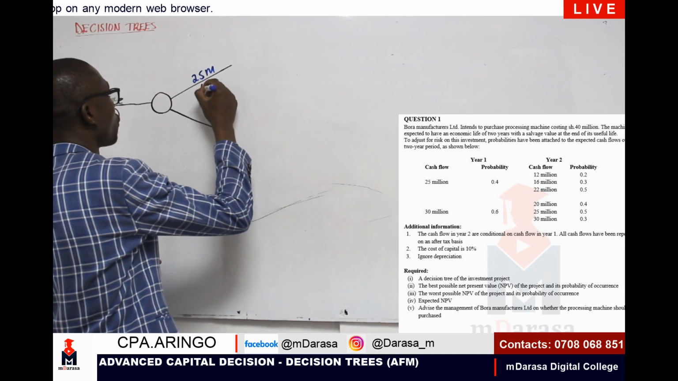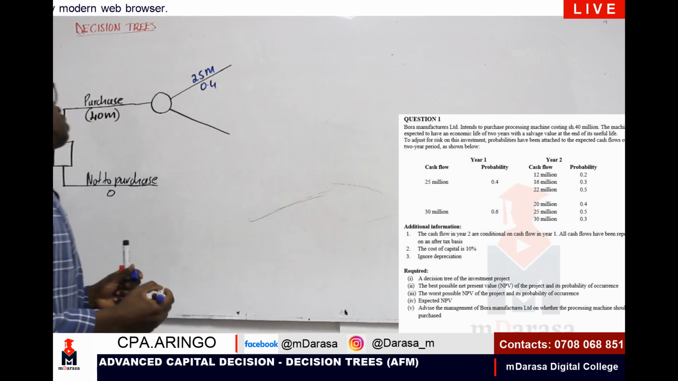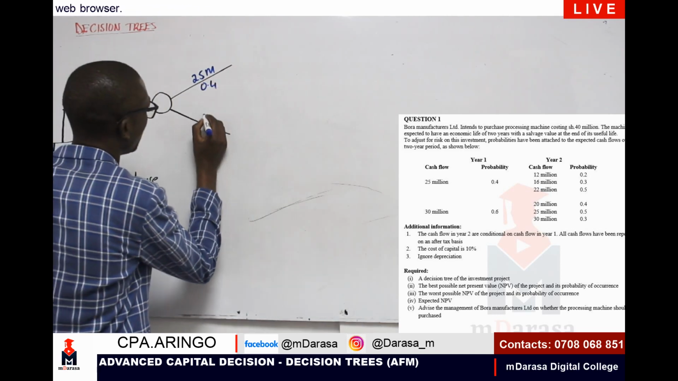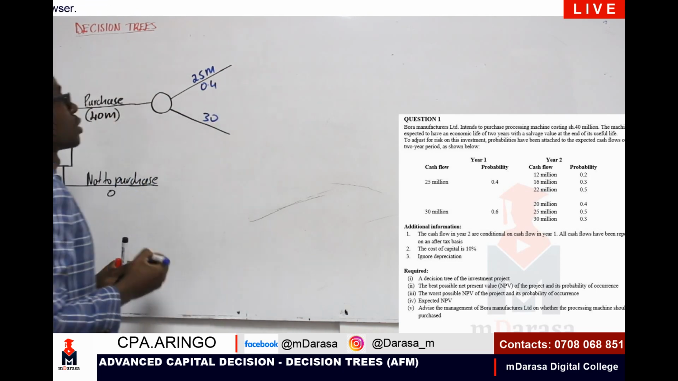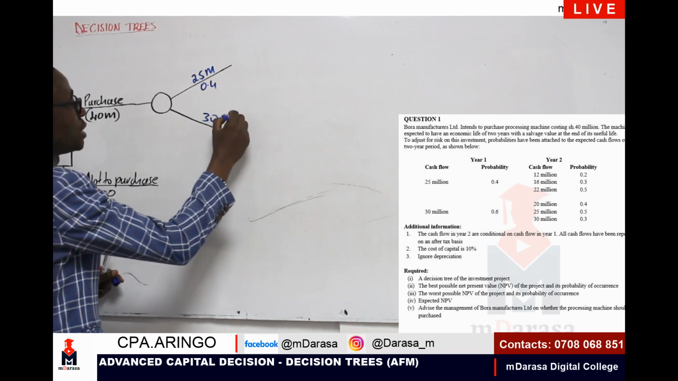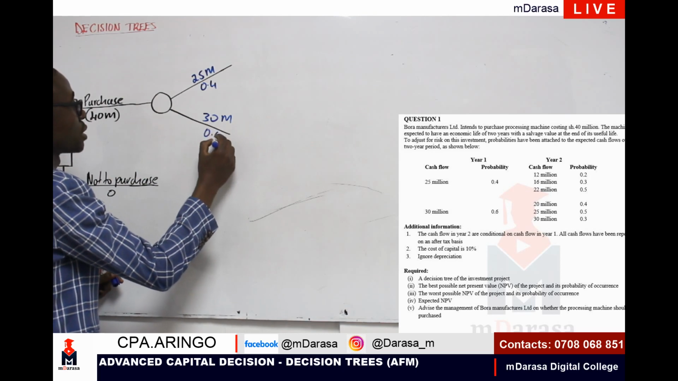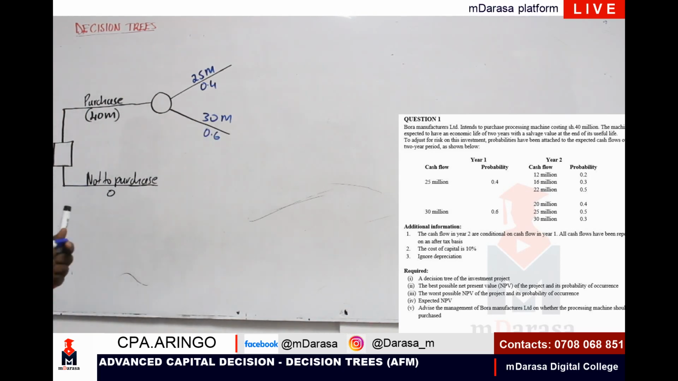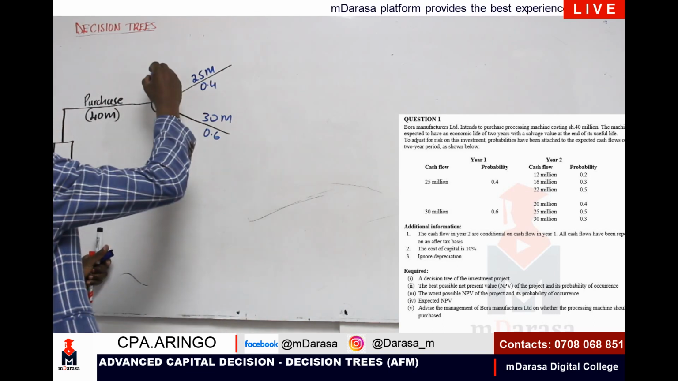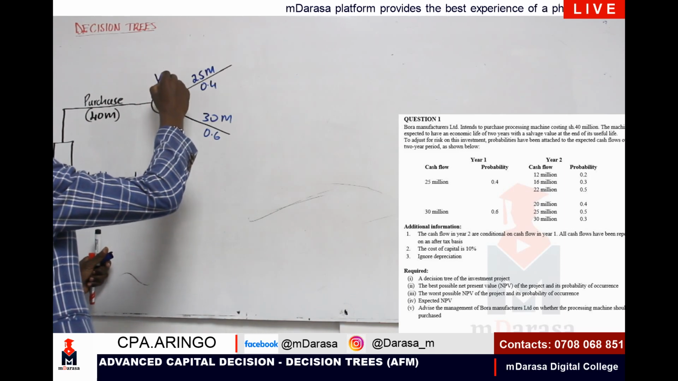Probability of us generating 25 million is 0.4. Or we can generate 30 million. Probability of us generating 30 million is 0.6. That is what the examiner is telling us. This is year 1. This is year 1. Year 1. This is year 1.